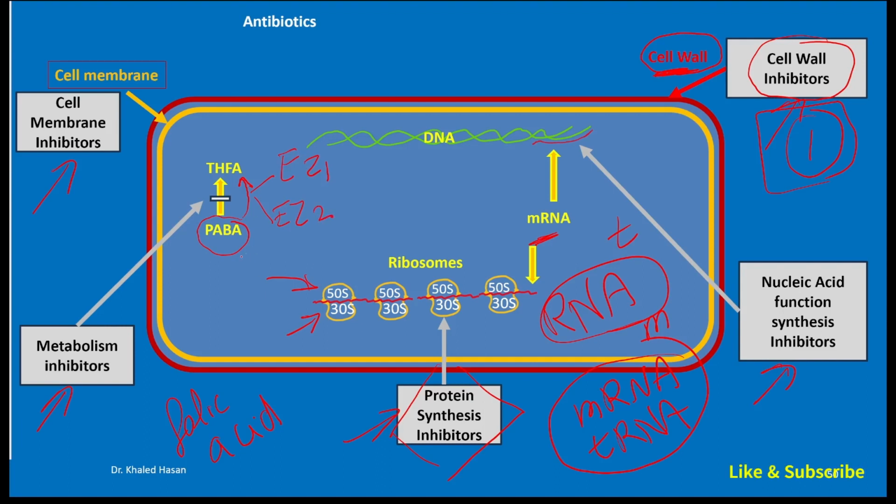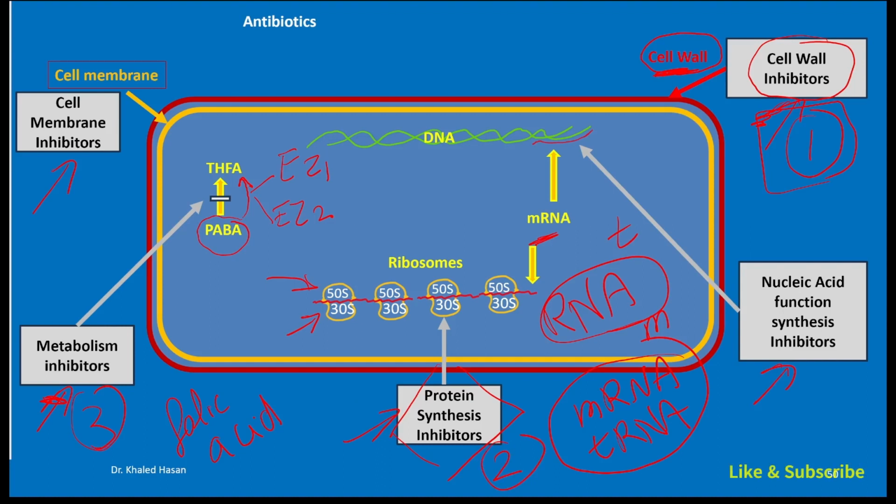Okay, and these two enzymes are responsible for the synthesis of tetrahydrofolic acid. So we have some group of antibacterial medication that inhibit metabolism. So we have the metabolism inhibitor. So this is the third group now. The first group will be cell wall inhibitors. The second group will be protein synthesis inhibitors. The third group will be metabolism inhibitors.